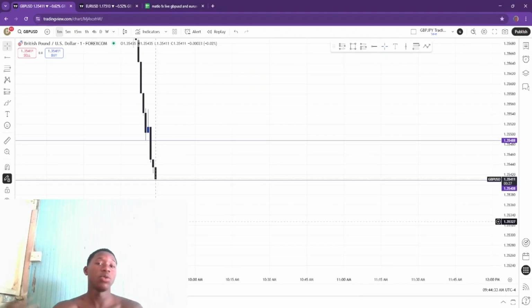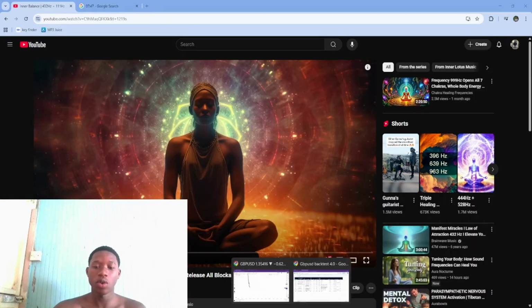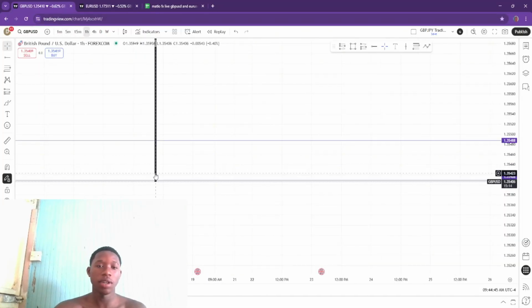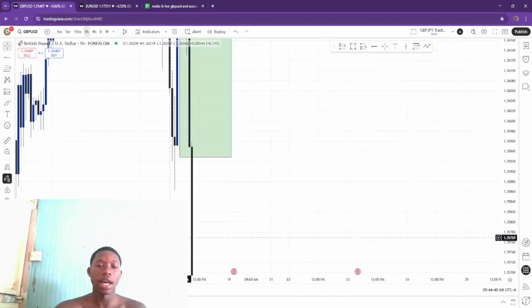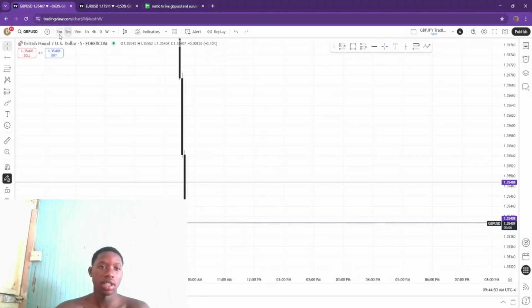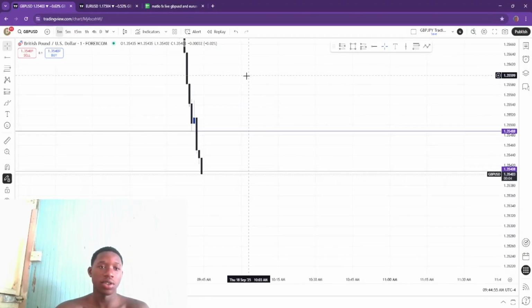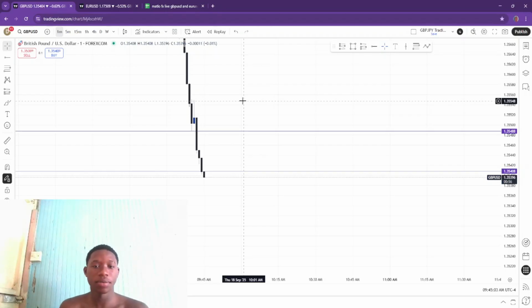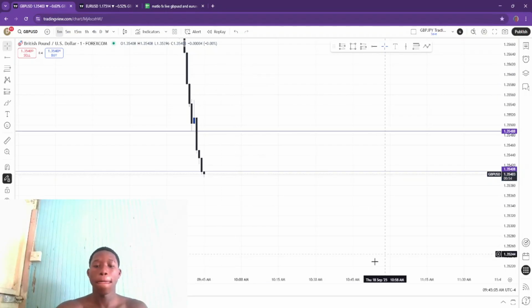So if it comes to 10 o'clock and the 1 hour wick closes below that low, then we're in a downtrend on the 1 hour, so we're not taking any trades again. We cannot take any trades on GBP USD because it's not aligned with the 4 hour time frame. So right now it's just the waiting game. Literally just the waiting game.